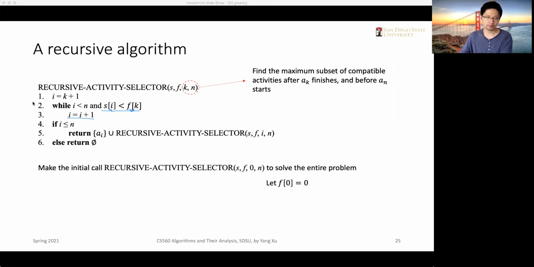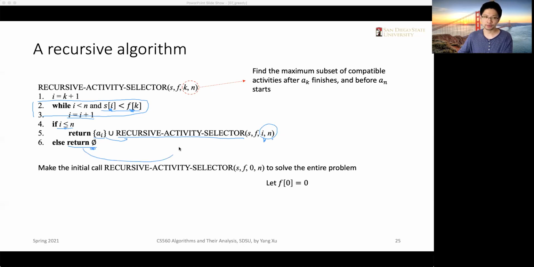And then after the while loop is terminated, which means we find some activity that has later finishing time than f of k, then if that activity is still within the range, we will put that activity into the results, right? And we will run a recursive call again onto the remainder parts, which is from I to N. Okay, because now I is selected, we will look at whether we need to solve the remainder parts. So if that I is outside the range, then we simply return the empty set, right?